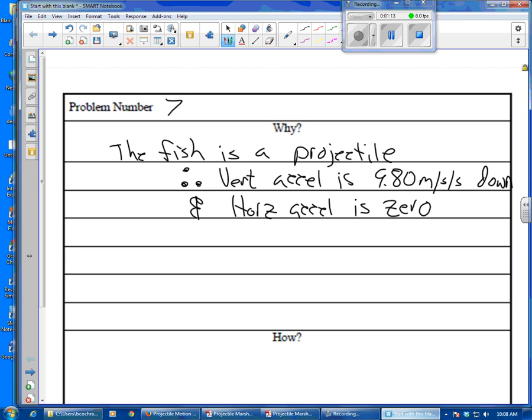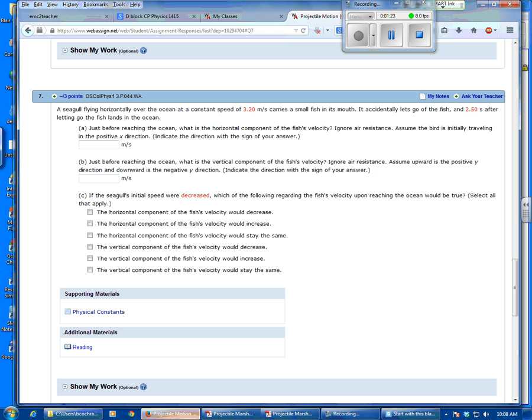Right away when I see something's a projectile, I should realize those two facts about it. And looking at it, before reaching the ocean, what's the horizontal component of the fish's velocity? Just before reaching the ocean, the vertical component of the fish's velocity. We'll deal with all that afterwards.